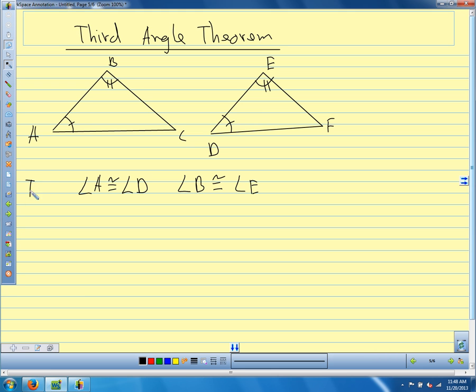So our theorem says that if this is true, then angle C is congruent to angle F. If two angles of a triangle are congruent to two angles of another triangle, the third angles have to be congruent.